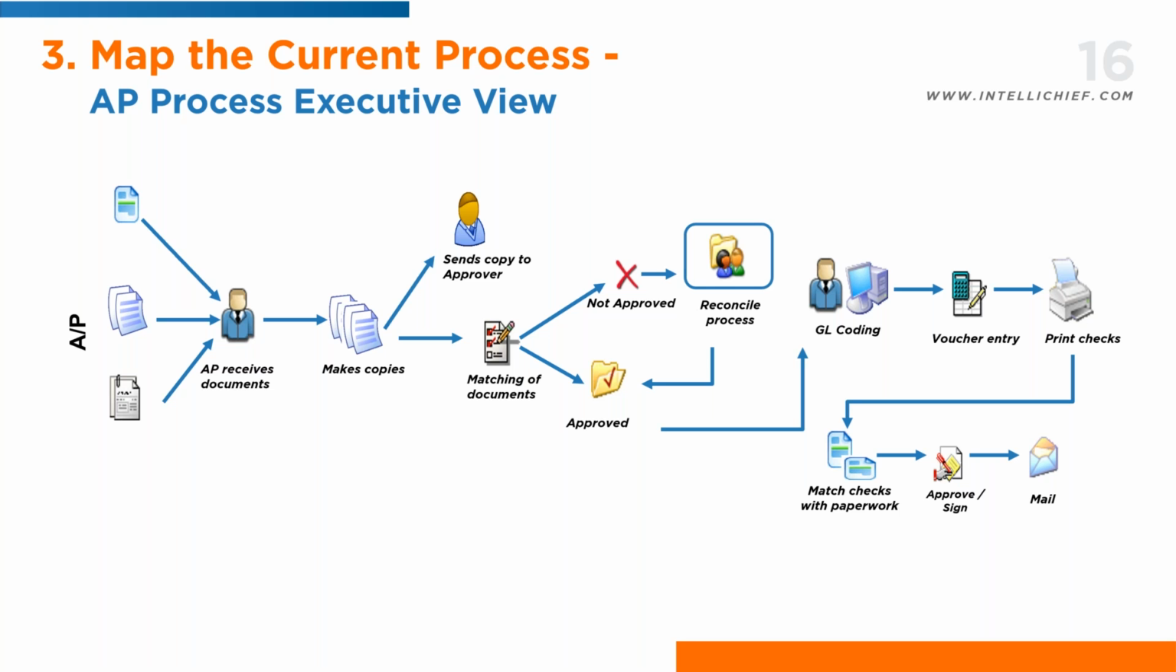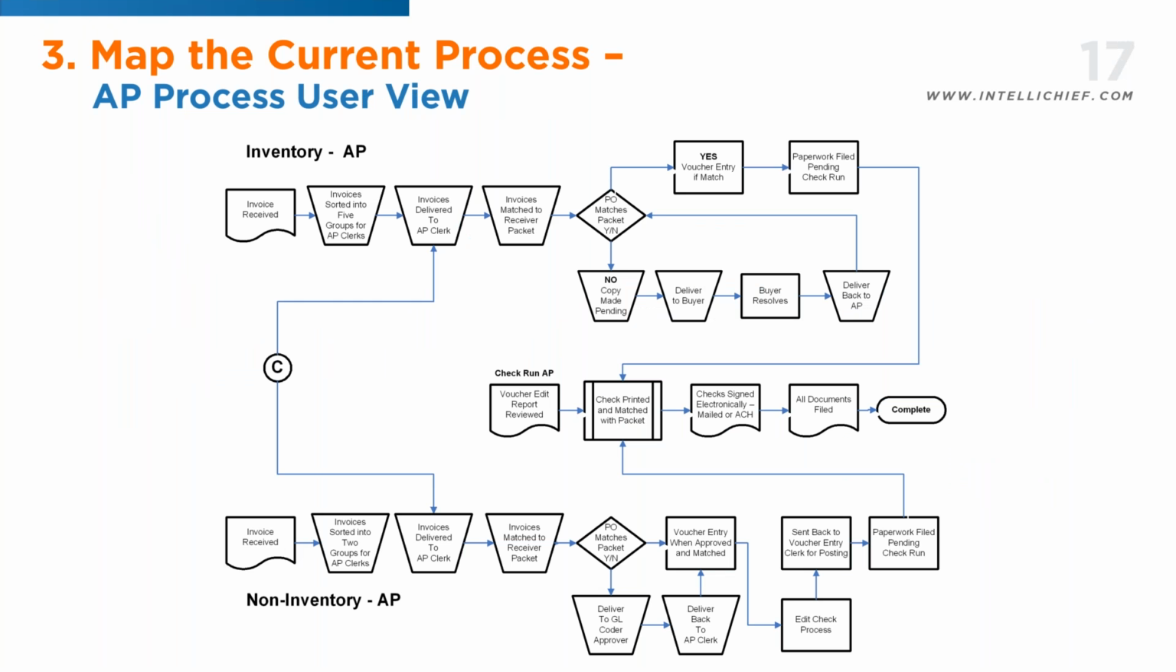And so I show you this because it's similar to one we saw a long time ago where we said, hey, let's look at the business process and how it works. Well, this looks very simple, right? AP gets stuff, they make copies, send it to an approver. Very simple process, right? This same process really looks like this from an end user perspective, right?